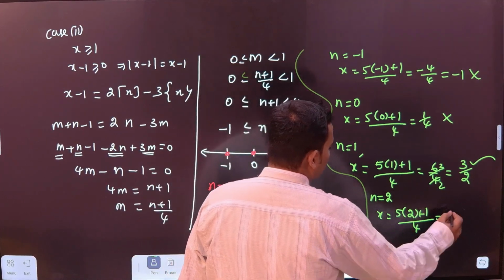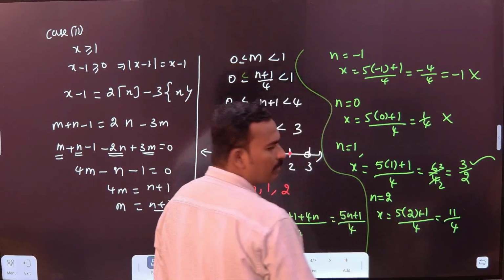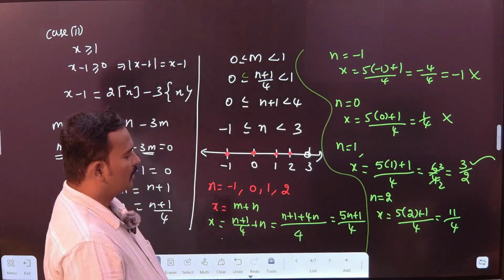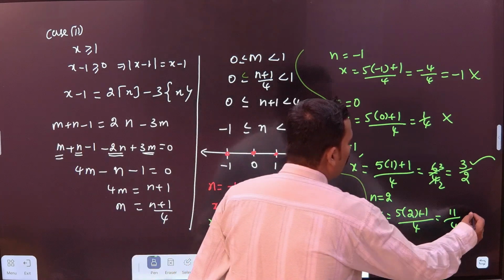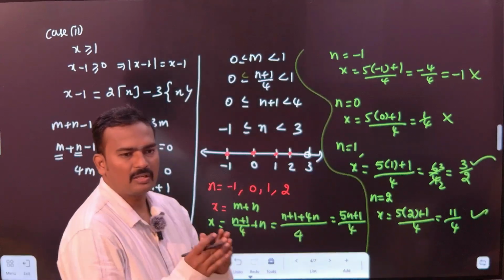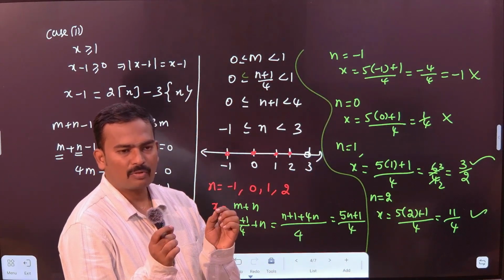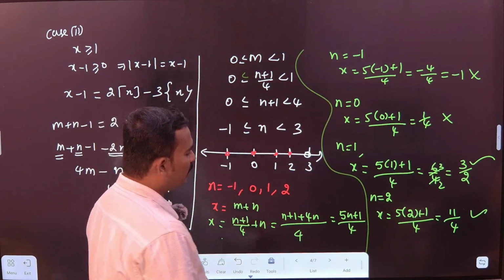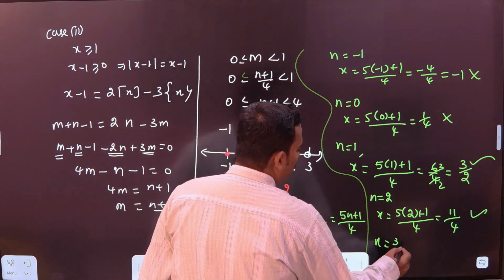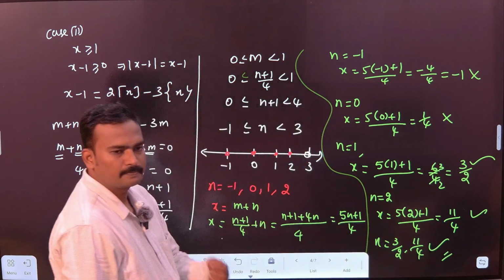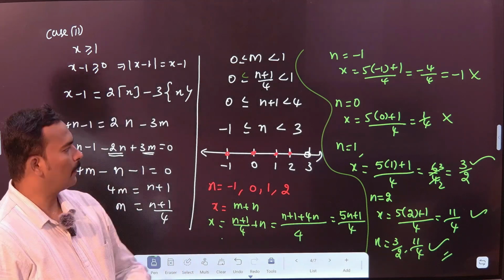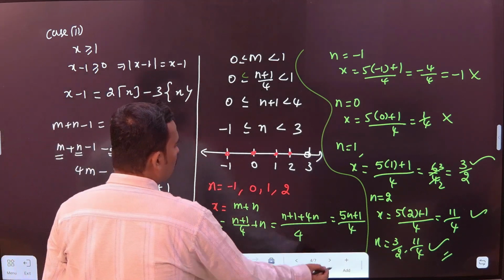10 plus 1, it is 11 by 4. 11 by 4 is what? So 2 point something, it's more than 1. So 3 by 2 is also more than 1. Therefore, the number of solutions for x values: 3 by 2 and 11 by 4. 2 solutions only are possible. Clear? Okay. We'll go for the next one.